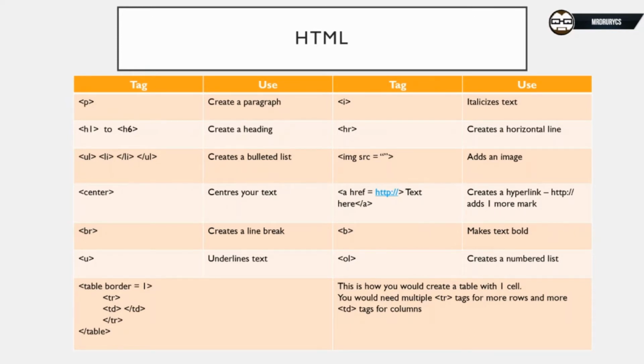Image SRC adds an image. The image needs to be in the same folder as your HTML website, so it's really important you do that. You've got a href equals http:// whatever your link is with some text. B is bold, and OL creates numbered list, as I've said.